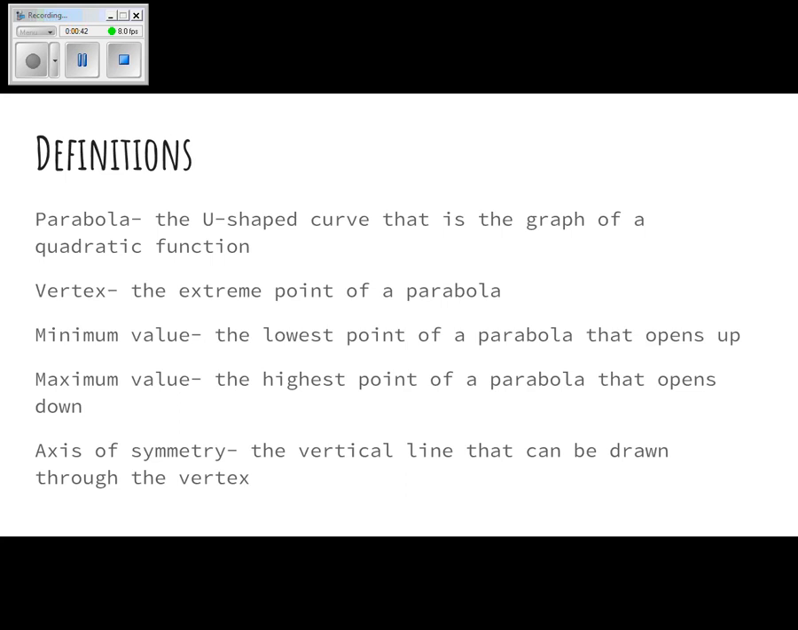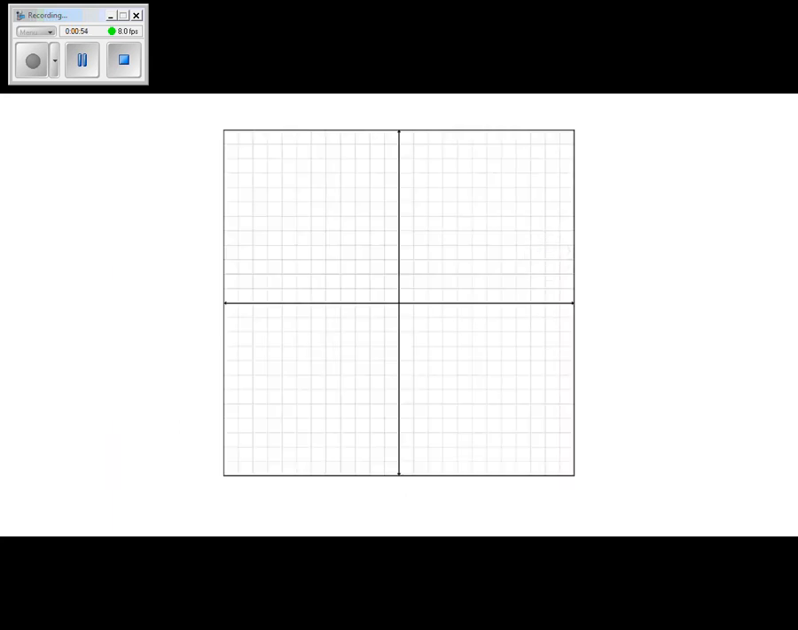It does have an axis of symmetry. This squaring function, this parabola, will fold over onto itself. And so I'm going to illustrate all of these definitions, except for maybe the max and min on this next slide right here. So I'm just going to draw a random parabola somewhere.